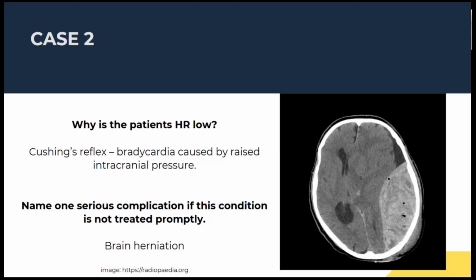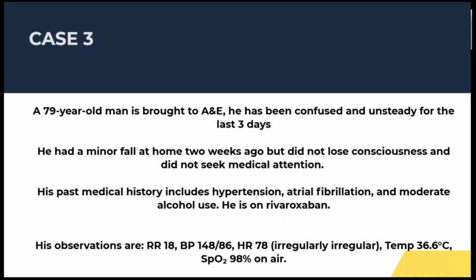Okay, we've got our final case, so we're nearly done. This time it's a 79-year-old man who's brought to A&E. He's confused and unsteady for the last 3 days. He's had a minor fall, but he didn't lose consciousness, and so he didn't seek any medical attention. He's got a PMH of hypertension, AFib, moderate alcohol use, and he's on rivaroxaban.